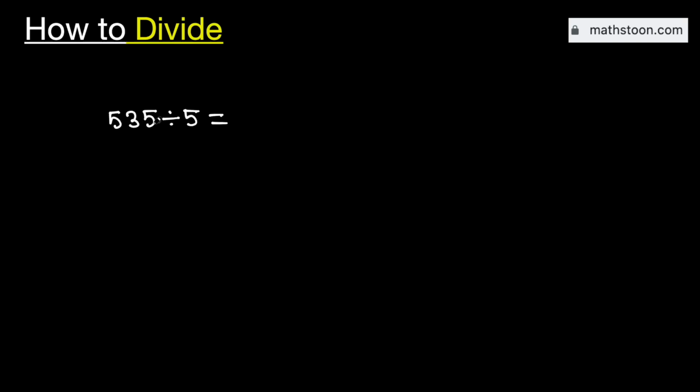In this video, let us learn how to divide the number 535 by 5 using the long division method. Consider the first digit 5. We know that 5 times 1 is equal to 5. Subtract, we get 0. Now see that this 0 is also less than 5. That is why we need to bring down this adjacent 3 here.